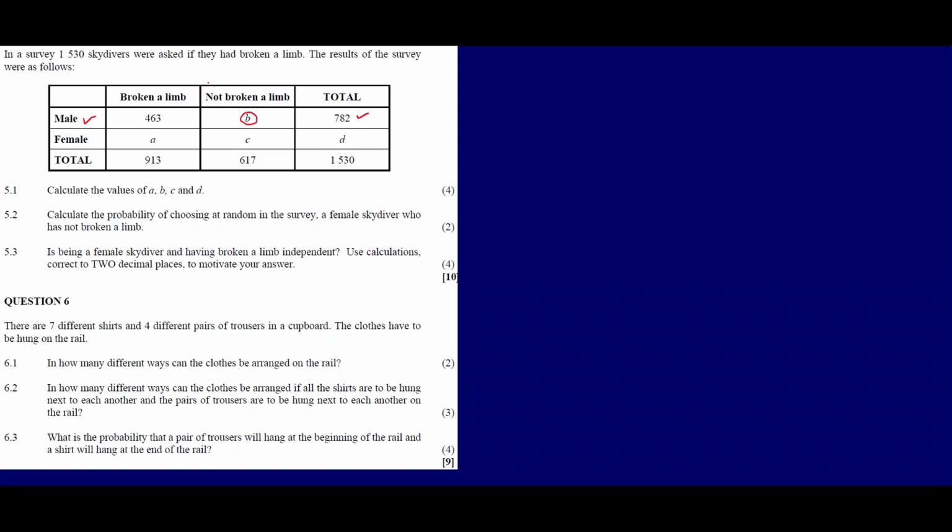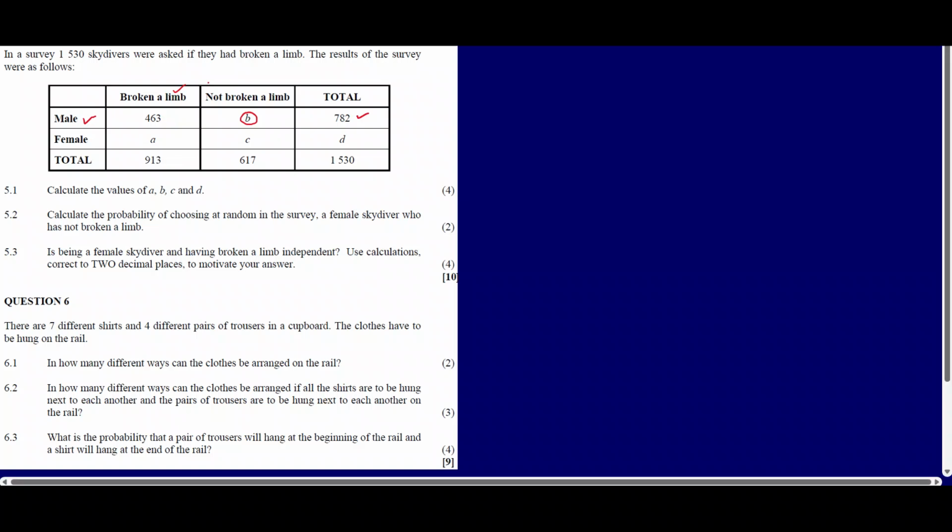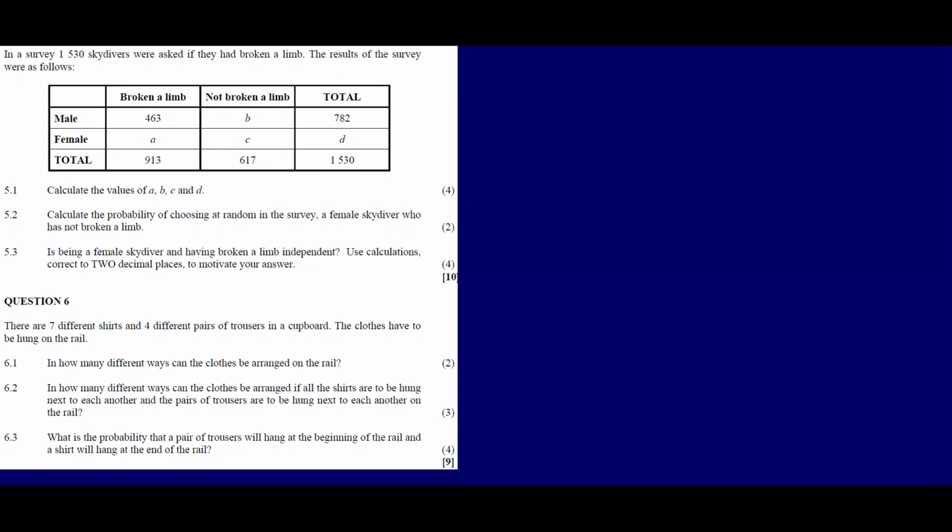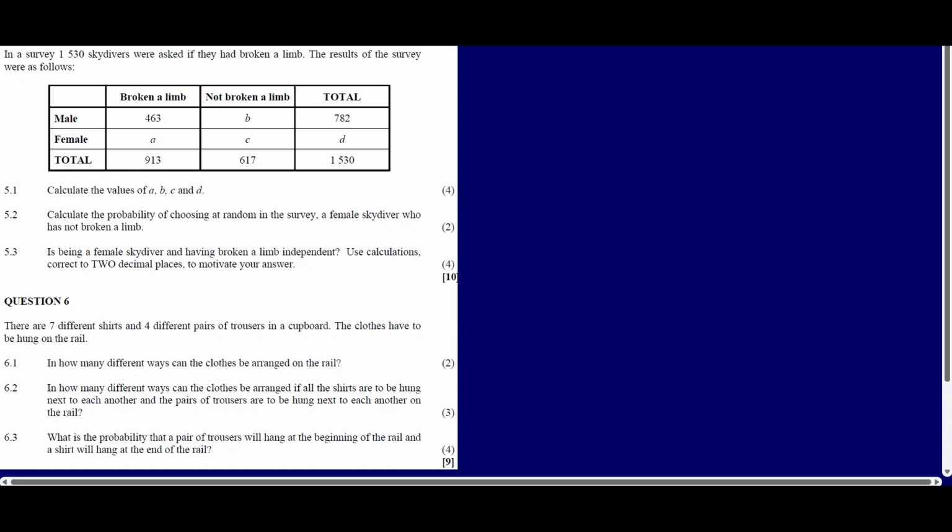As much as we are looking at the broken limb here, these are the males that have broken a limb, which is 463. Looking at the females, we don't know the number that have broken a limb, but we know that the total of the people in the survey that have broken a limb is 913. So I think we can work with this and do some necessary subtractions to work out the missing values.